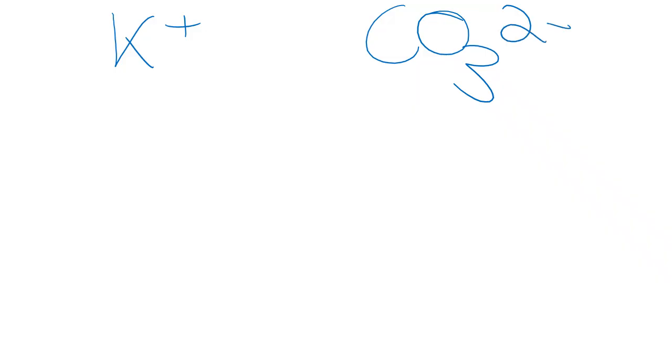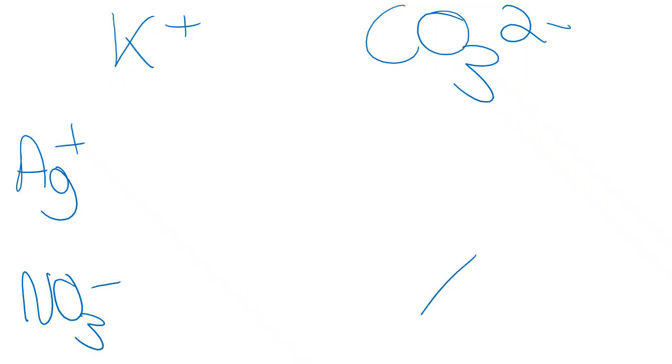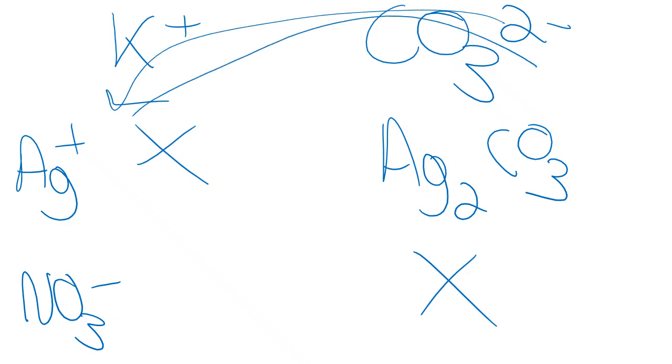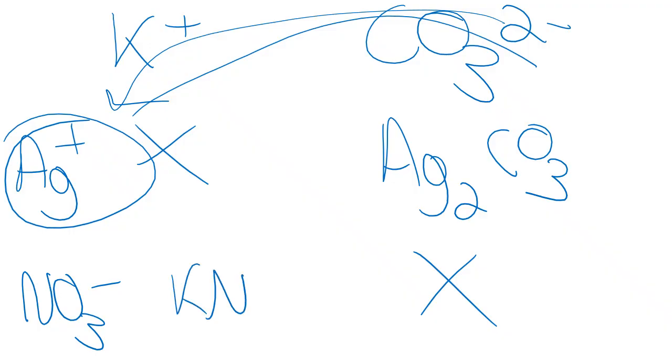Last one here is potassium carbonate and silver nitrate. Negatives and positives aren't going to go together, so Ag2CO3. Now, why is there two? Because of the crossover method. A better way to say it is you need two silvers to cancel out a carbonate. And then KNO3.